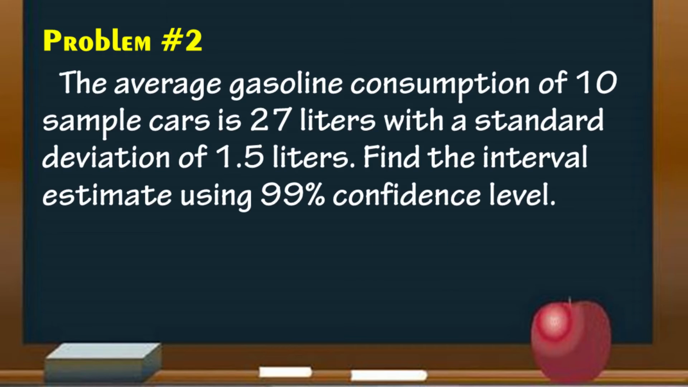The average gasoline consumption of 10 sample cars is 27 liters with a standard deviation of 1.5 liters. Find the interval estimate using 99% confidence level. Here are the given. 27 liters, which is the sample mean. 10 samples. A standard deviation of 1.5 liters. Take note that this is the sample standard deviation, not the population standard deviation, because it is taken from the 10 sample cars. Then we have the 99% confidence level.